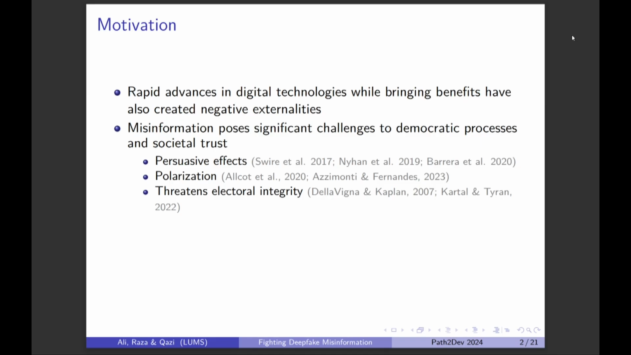So the motivation for our work really is that while rapid advances in digital technologies have been bringing many benefits for developing economies especially, there are concerns about negative externalities. And misinformation, what we typically refer to as fake news, is one such externality that societies have to grapple with increasingly. And prior work shows that misinformation can have lots of adverse consequences. It can polarize discourse, it affects people's beliefs, it threatens electoral integrity, and it is really persuasive.